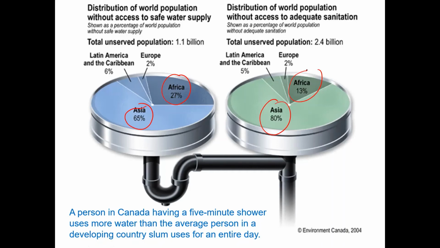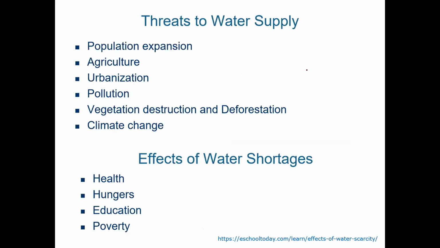It makes me happy I'm in Canada, but of course, these are issues that are going to be reoccurring in the world for many years to come. So some of these threats to water supply, and most of these things are probably pretty obvious, right? Human expansion, so more people, agriculture expanding, cities expanding, those kinds of things, which leads to all sorts of things such as more pollution, et cetera, et cetera.